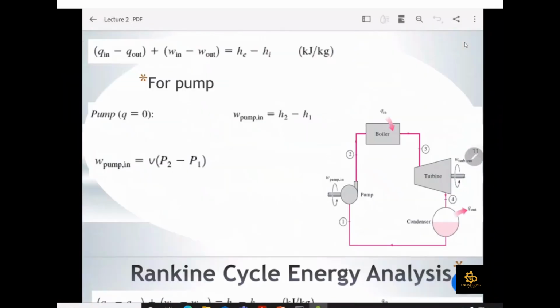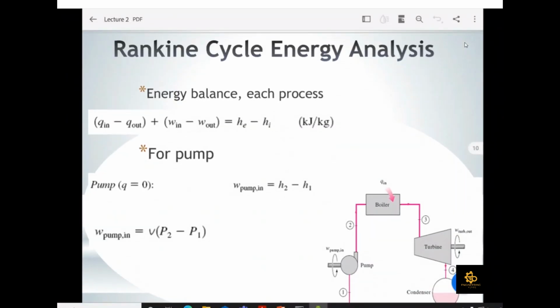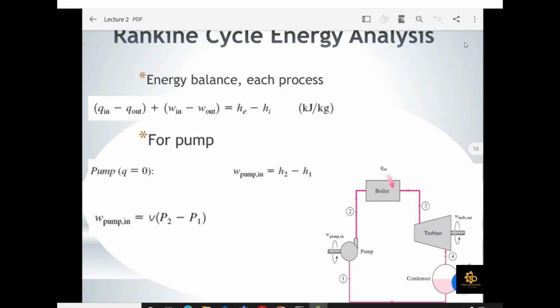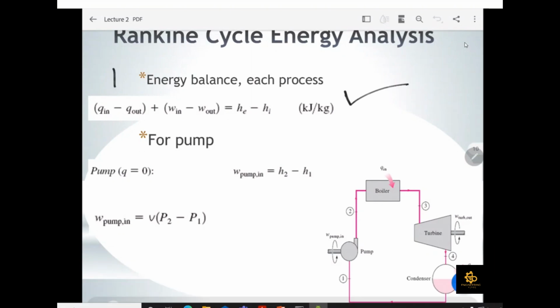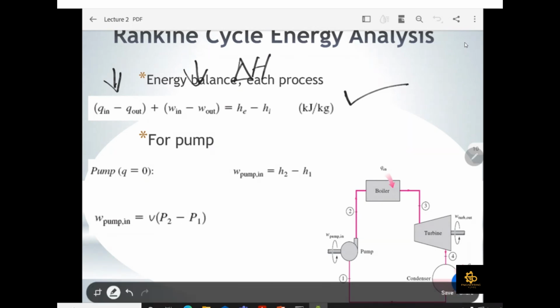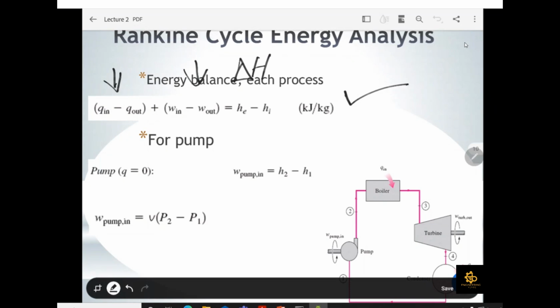Okay, so now coming towards the Rankine cycle analysis. In order to find out the work done by the turbine and the work done by the pump, you have to analyze your Rankine cycle by using the energy balance equation. What does the energy balance equation say? It says that all your energy input minus energy output is equal to the change in enthalpy, delta H. So this is our energy balance equation.